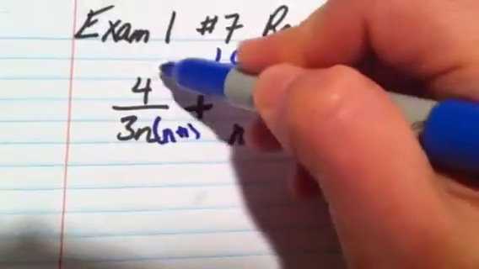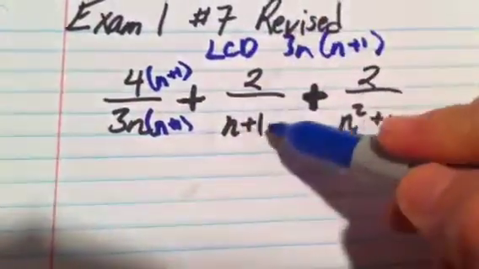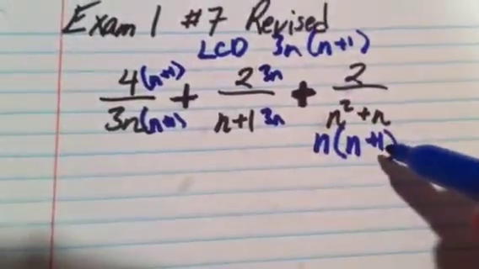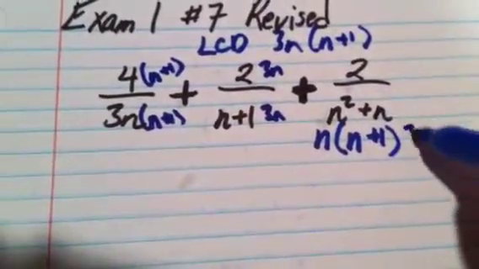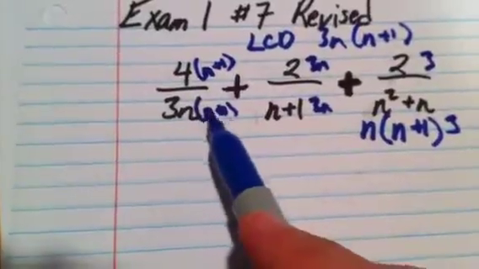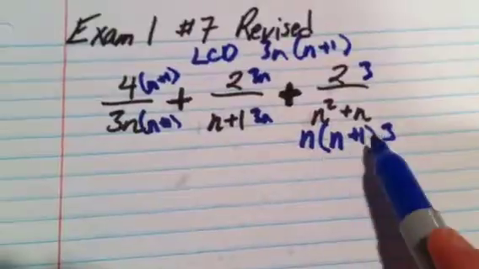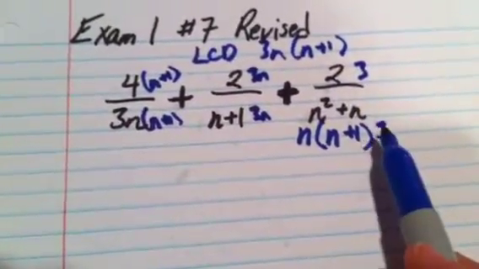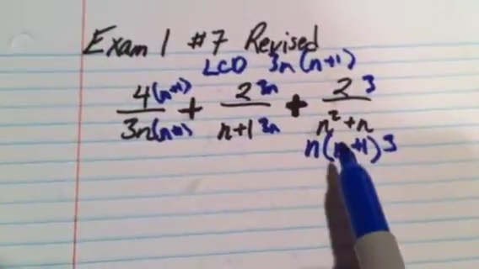So this 3n needs an n plus 1, top and bottom. This n plus 1 needs a 3n, top and bottom. This guy needs a 3, top and bottom. So now they all have the same denominator, 3n times n plus 1. So it's not an equation, so I can't ditch the denominators, but they all have the same denominators, so I'm free to combine the numerators.